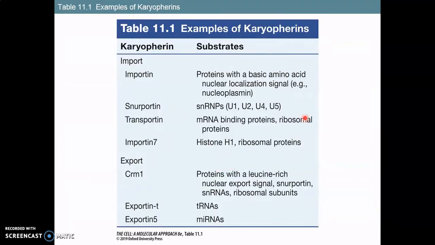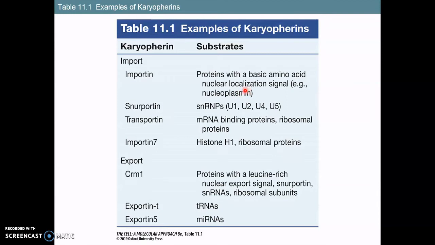All right, so here are the other members that are out there, or just key examples of various proteins that are involved in the import and export of various things. And you can see here we have importin. It is responding to a particular amino acid sequence. This is the nucleoplasmin signal. This is that bipartite signal.